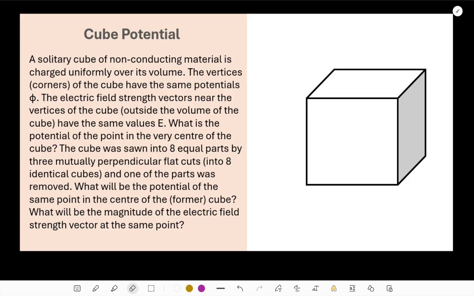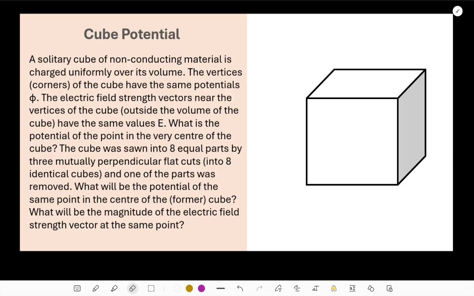And the problem is: a solitary cube of non-conducting material, dielectric material, is charged uniformly over its volume. The vertices, that means corners of the cube, have the same potential phi. Okay, 8 corners it has got. The electric field strength vectors near the vertices of the cube, outside the volume of the cube, just outside the volume of the cube, have the same value G at the corners. Okay, fine. What is the potential of the point in the very center of the cube?